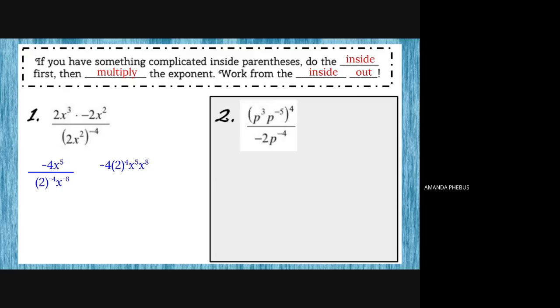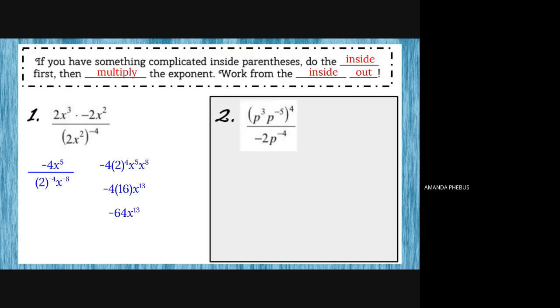I'm going to figure out that 2 to the 4th is 16, and I'm going to go ahead and add those exponents on my x's. So x to the 5th and x to the 8th, 5 plus 8 is 13. And then the last thing I really need to do is I need to multiply that negative 4 times 16 and get negative 64, x to the 13th. And that's my final answer. Everything's been simplified. Now, if you saw something else could be done and wanted to do it, go for it.